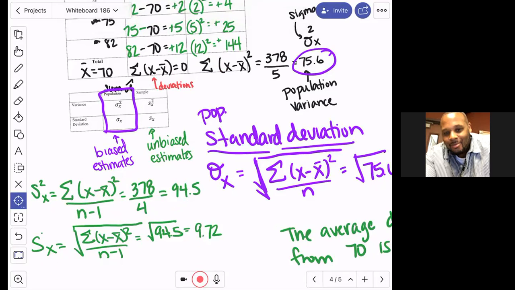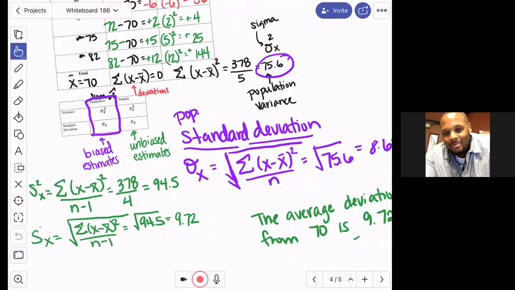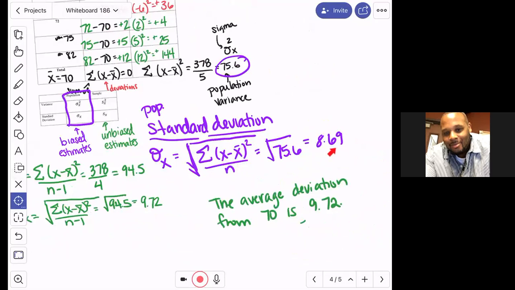And notice that this value right here, 9.72, is a little bit bigger than this value, 8.69. But what we're saying is that the average deviation from 70 is 9.72. That is what we talked about when we talked about standard deviation. And the reason I'm talking about that is because tonight I'm going to introduce you to how to use standard deviation, in particular when we deal with two things. So we're going to talk about an application of standard deviations and then a couple of rules that involve standard deviation.